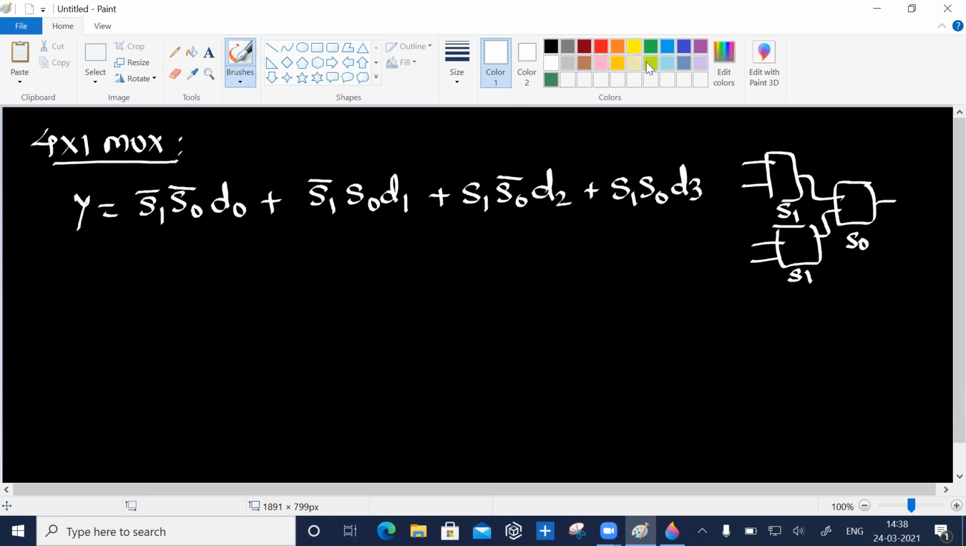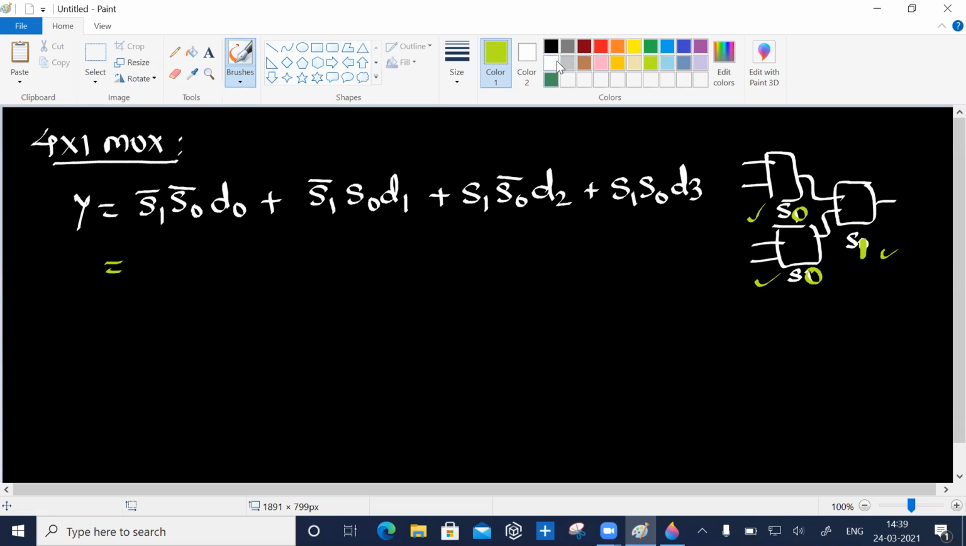Textbooks will not give this directly, but I will show you how this is possible. Many have the doubt why I took S0 here and S1 here, and what this mechanism is. If you want to know, just see this.